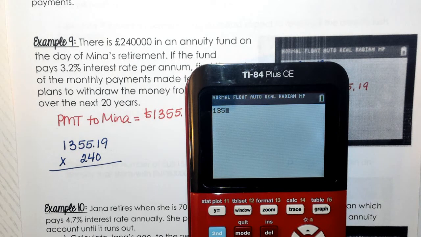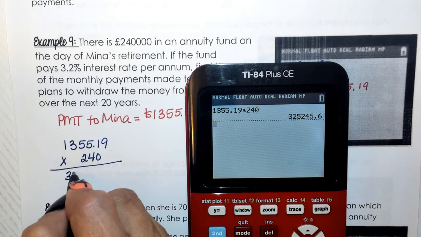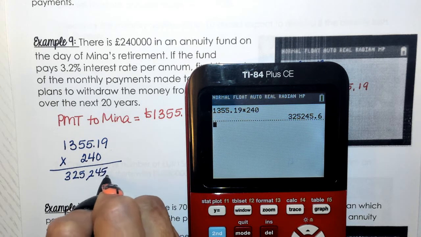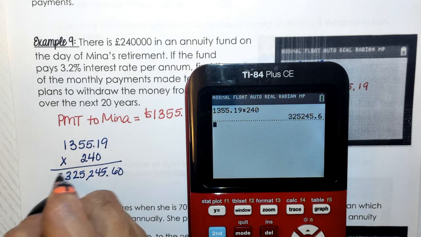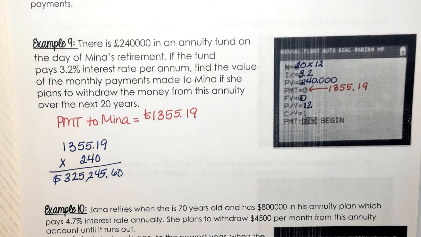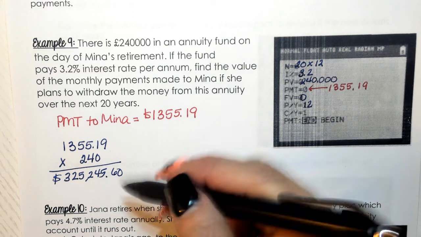So 1355.19 is her payment. She's going to get 240 of those. She's getting back $325,245.60. That is quite a bit more than she invested, isn't it? So that's where those investments, the higher you can get this interest rate, the more money you're going to get back on that retirement.